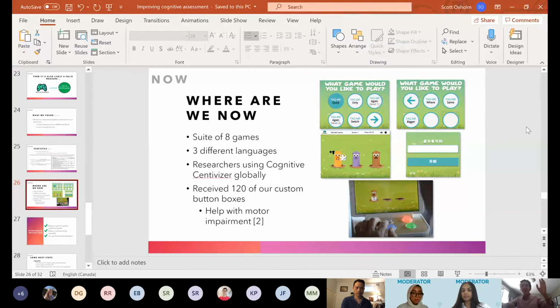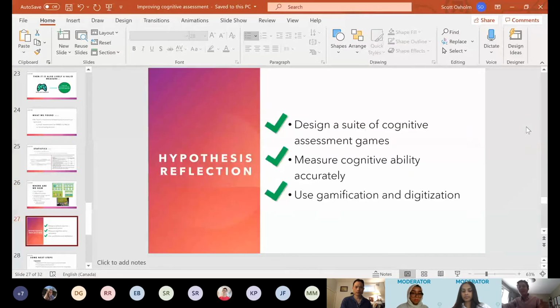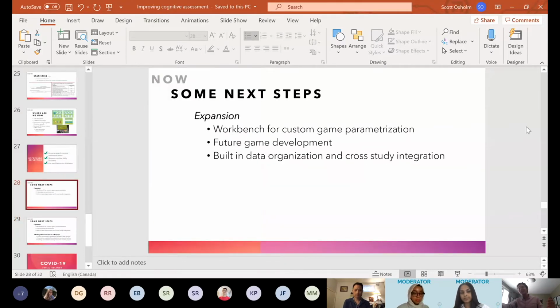So remember that hypothesis that I proposed before? How are we doing on that? Well, we've designed a suite of cognitive assessment games. We've measured cognitive ability accurately, and we've used gamification and digitization to do so. So what are some next steps? One of them is expansion. We're looking at a workbench for custom parameterization to expand our audience of researchers that want to use the software. We're looking at future game development to include more cognitive functions to be assessed.